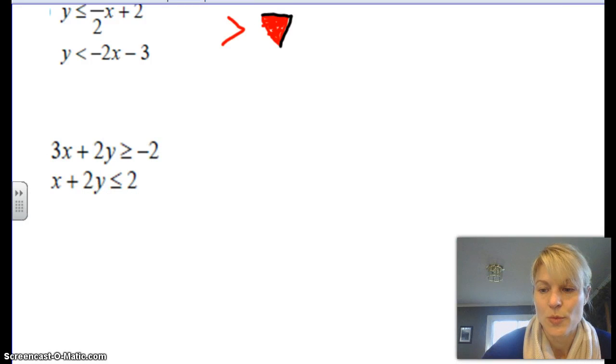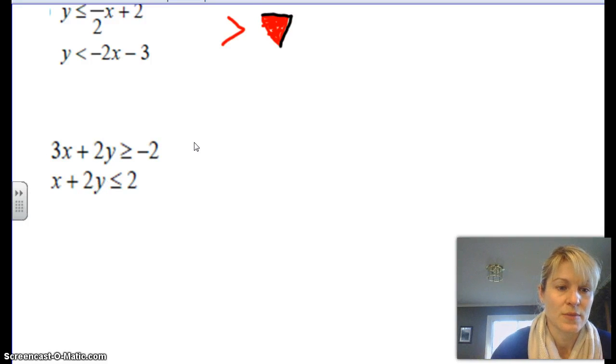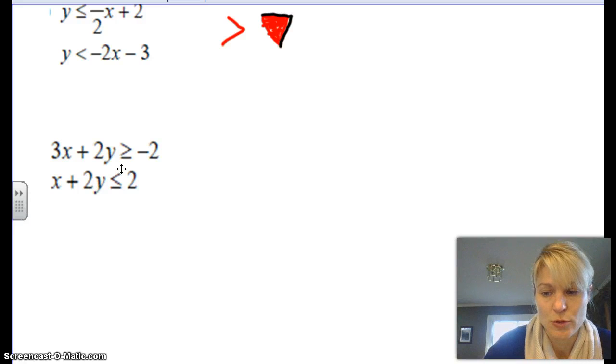Okay, so let's look at one other problem real quick. I want to look at this problem here. In order to put it in the graphing calculator, we're going to have to do some work on it. It's in standard form. It has to be in slope-intercept form. So I want you to pause the video, and I want you to put it in slope-intercept form real quick for me, and then come back to the video.